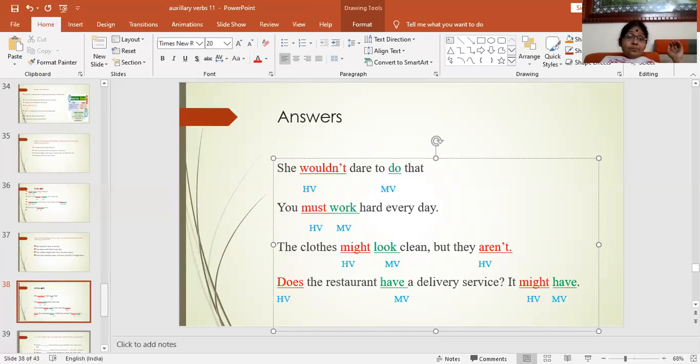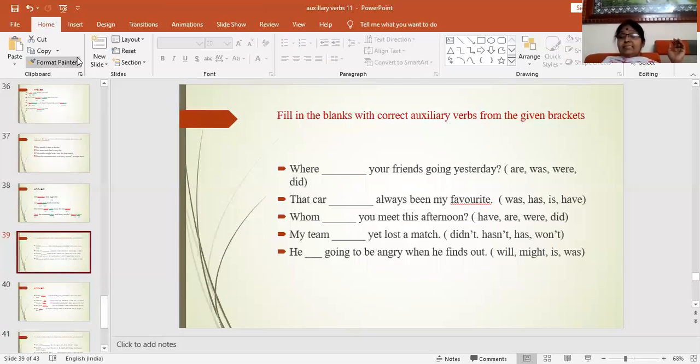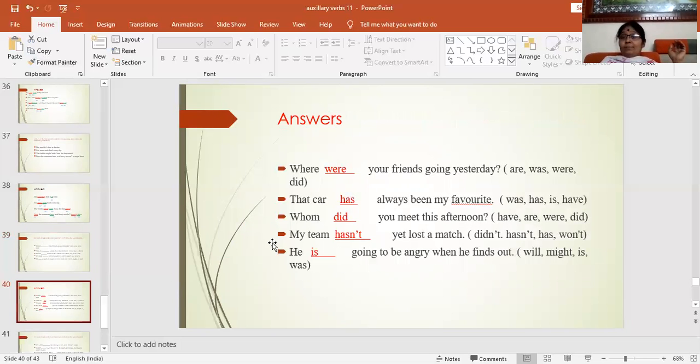Right? Now, next is let us fill in the blanks with auxiliary verbs given in the bracket. Now, here are some sentences. Where dash your friends going yesterday? That car dash always been my favorite. Whom dash you meet this afternoon? My team dash yet lost a match. He dash going to be angry when he finds out. What is the right one?